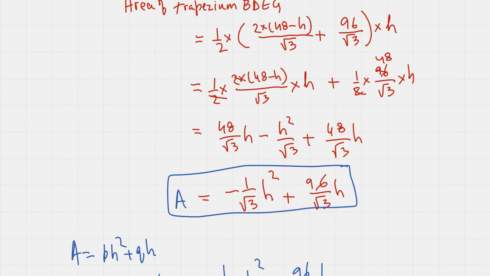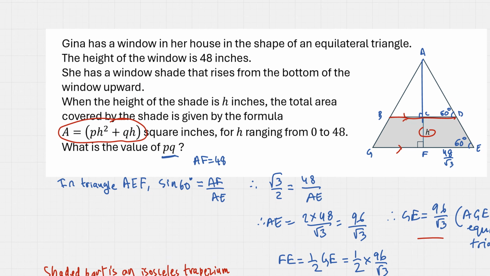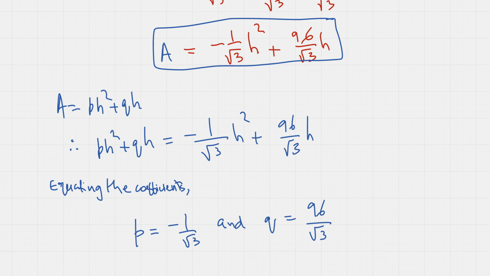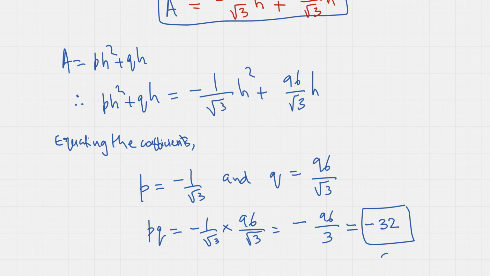So they've asked us to find PQ. PQ would be minus 1 over root 3 multiplied by 96 over root 3, that is equal to minus 96 over 3, and that is equal to minus 32, and that is the answer.